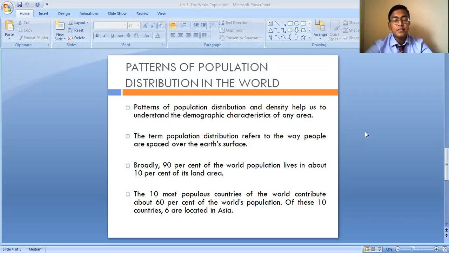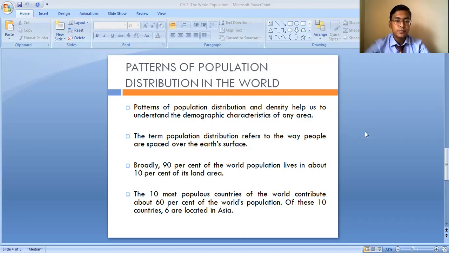So why is this happening? Why is 90% of the population living in 10% of the geographical area, and the remaining 90% of the geographical area has only 10% of the population? What are the causes? That we'll be discussing in the next discussion section.